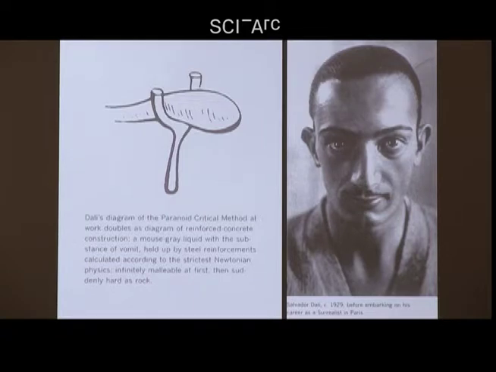So Salvador Dali coins the idea of the paranoid critical method.